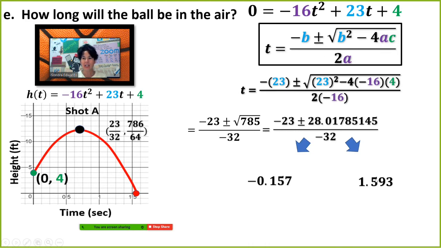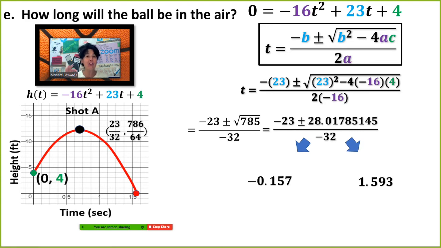So clearly this is the one that is our answer. But why did we get another one? Okay, if we follow that parabola and we keep on going, it's going to cross the x-axis at negative 0.157.